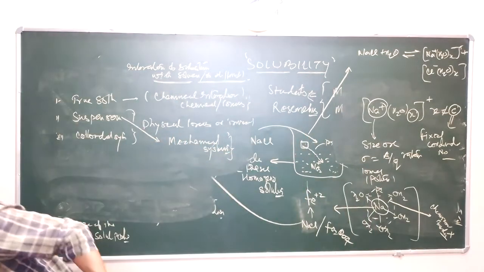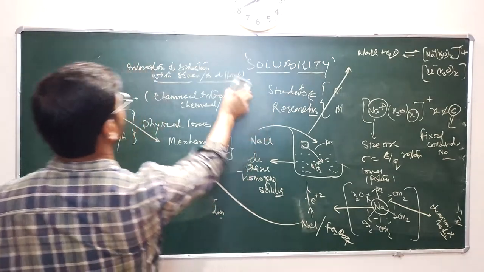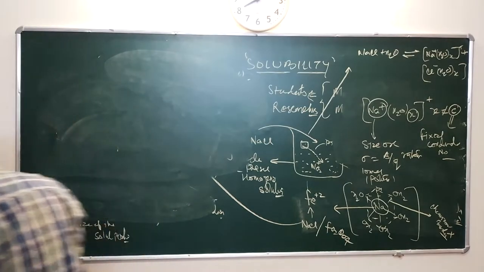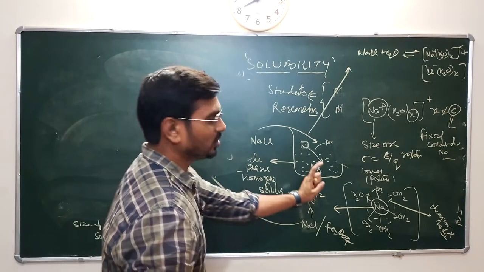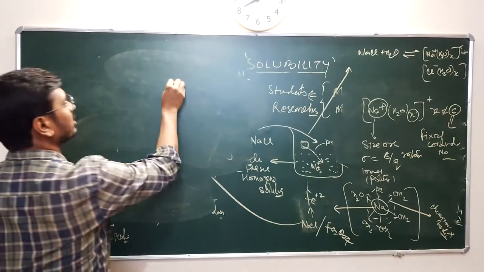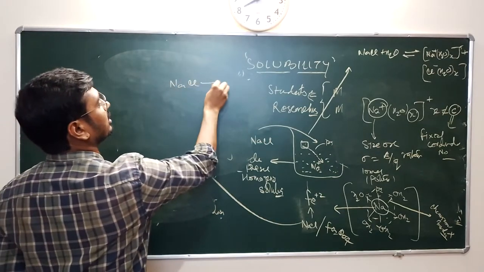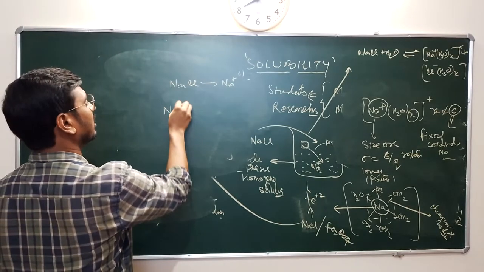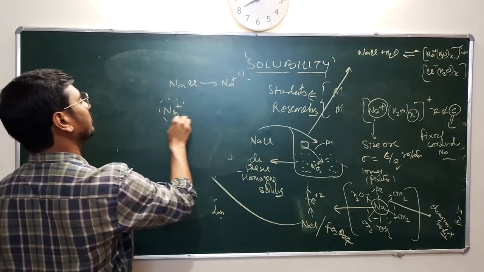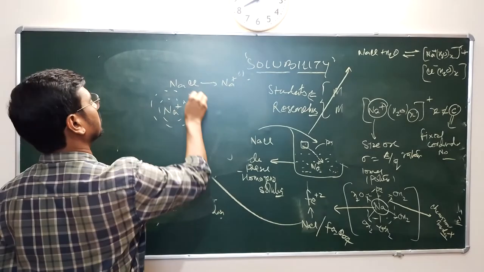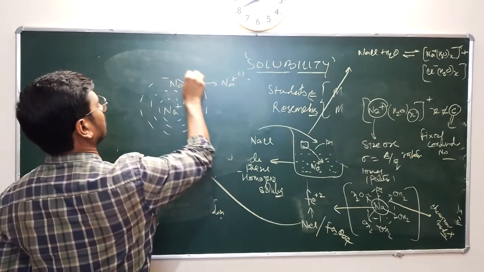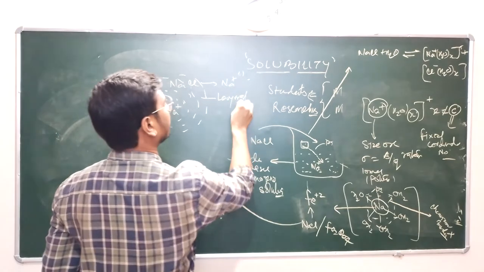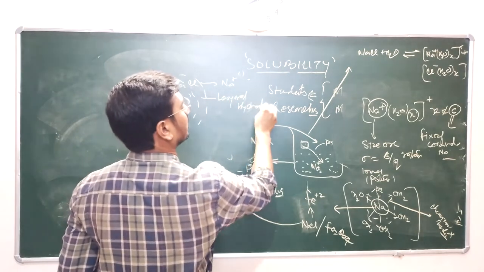Just let me give you a picture. Let's say you put sodium salt in water. Na gets dissociated. Na will be hydrated. Hydrated by what? Layers of water. Layered hydration.